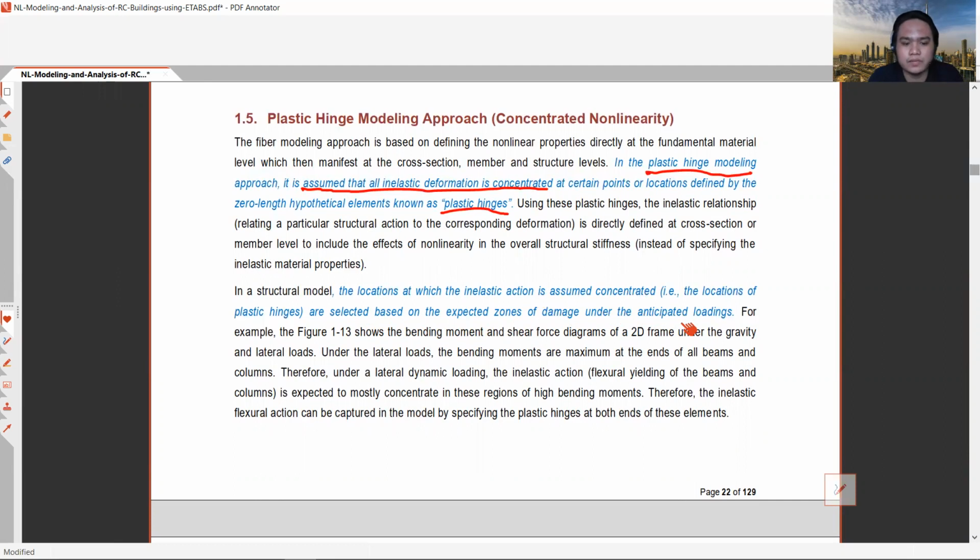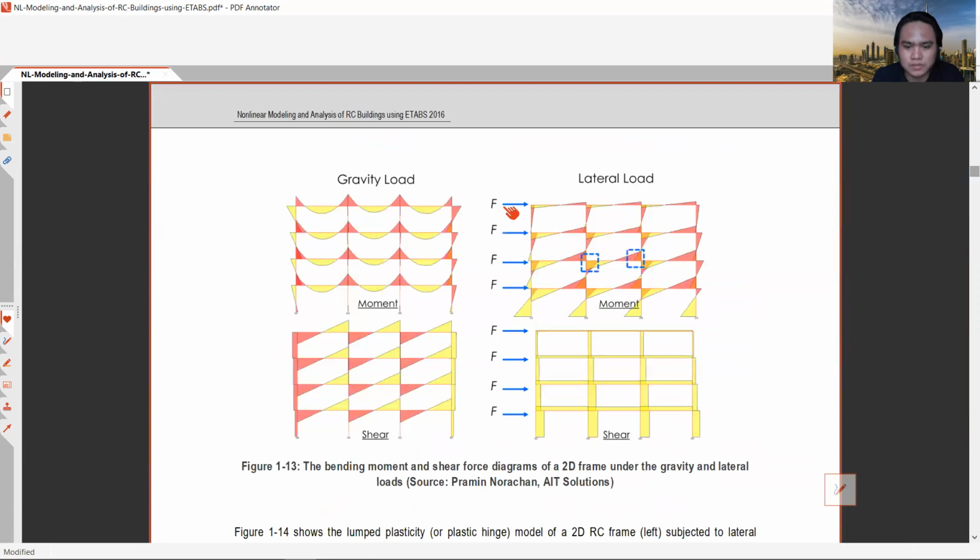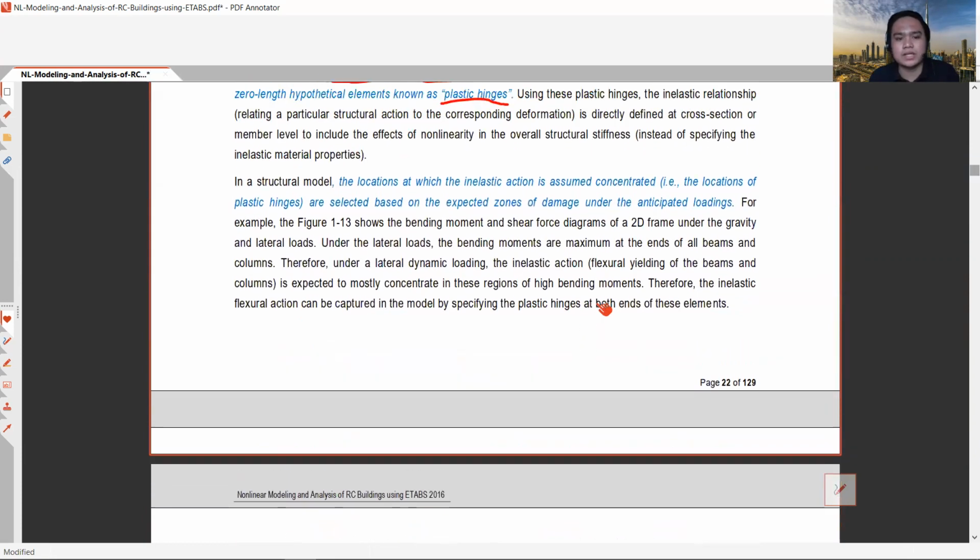So for example, in the figure 1-13, okay, the figure 1-13 is this one. Okay, this one. So the figure 1-13 shows the bending moment and shear force diagram of a 2D frame under the gravity loads and under the lateral loads.